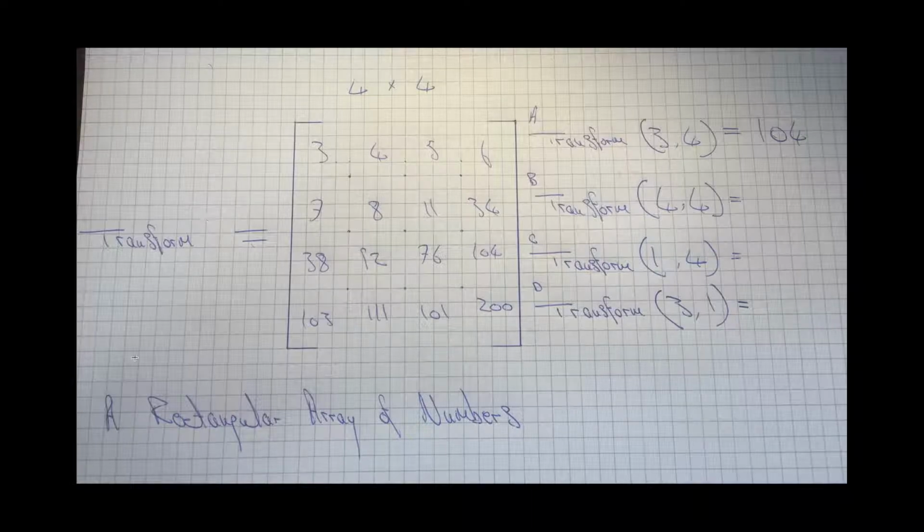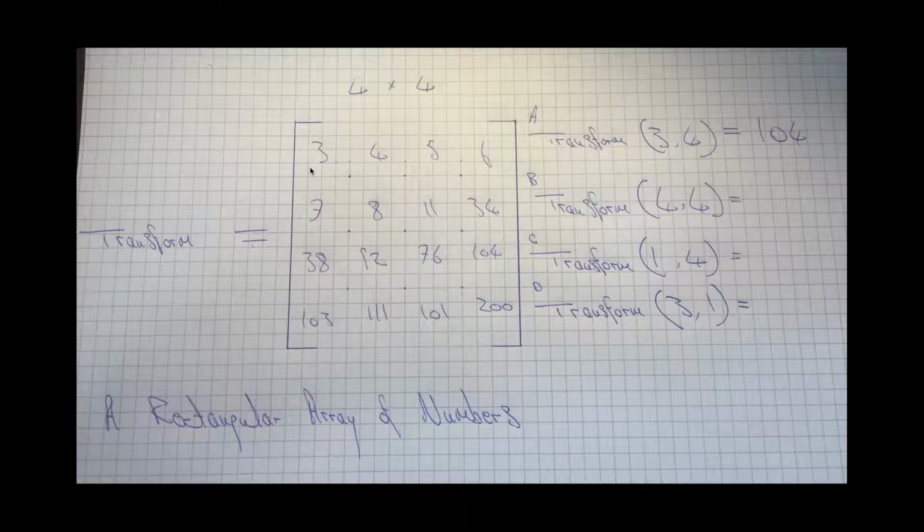A matrix is just a rectangular array of numbers. Right here, we have a matrix which is 4 by 4, so a matrix of 4 rows and 4 columns. The name of this matrix is transform, so all these values here are values of the transform matrix. These values could be anything.